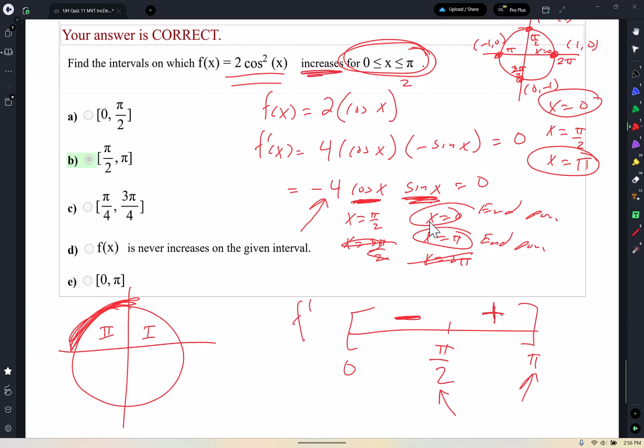It wants increases. So I'm looking for what? Where the derivative is positive. So between what and what? There it is, guys. We got it. How do we feel? Do we feel like all this makes sense?